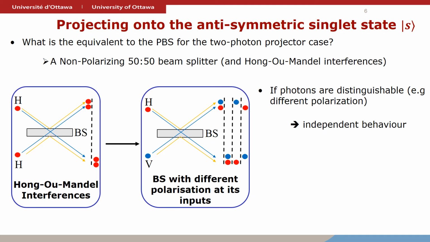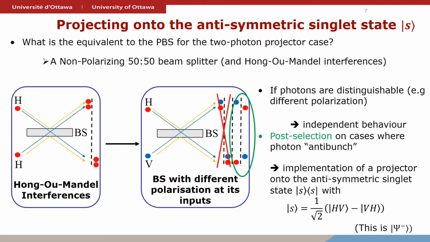The question now is what happens if the photons at the input of the beam splitter have a different polarization, which means that they are distinguishable. In this case, they will have a totally independent behavior, and we have four different possibilities. They can leave the beam splitter by the same port, whether the top or the bottom one, or they can leave the beam splitter by opposite ports.